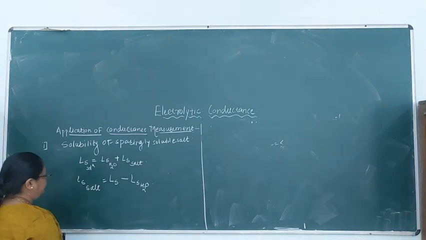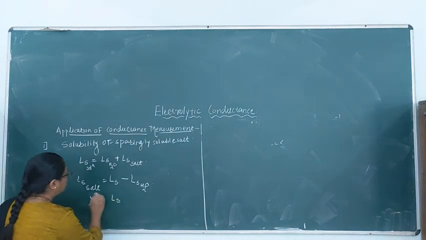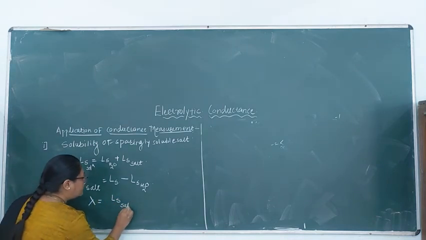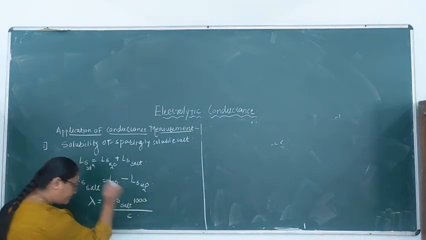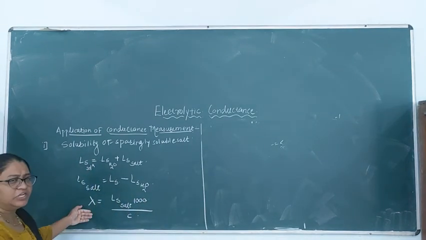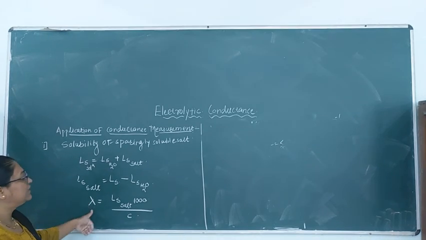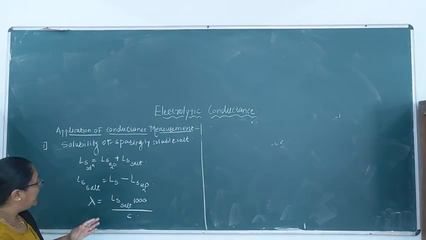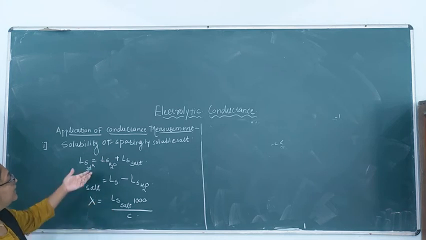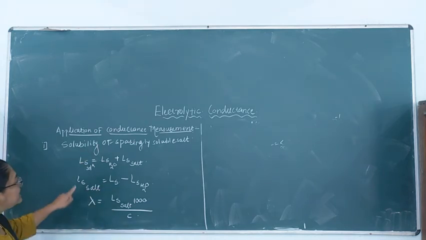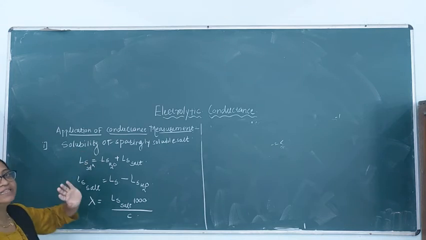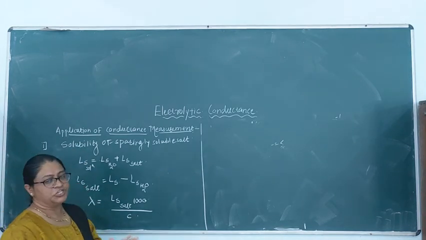Now, to find out the L S of the salt, if we take the relation for equivalent conductivity for the salt, it will be L S of salt into 1000 divided by C. This will be our relation for the equivalent conductivity of the salt. As actually here we want to find the solubility. That means solubility is nothing but the concentration.